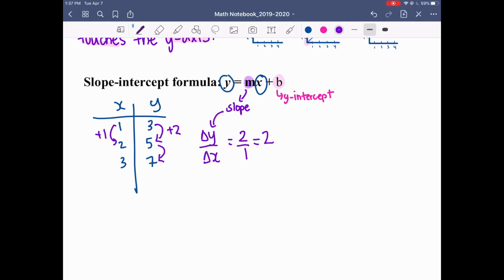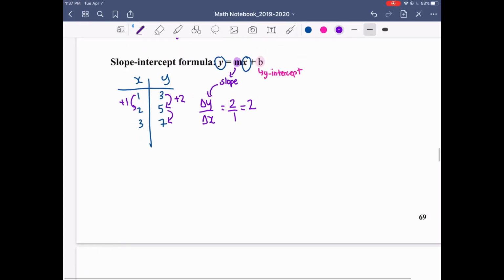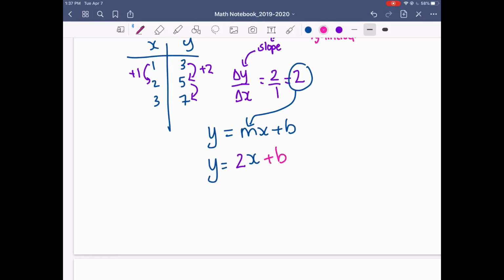Now, if I had to find the y-intercept, I could plot it, but if I don't want to plot it on a graph, there's another way you can find the y-intercept using a table of values. The other way is to say, okay, I have this formula that says y is equal to mx plus b. And I just found my m, right? M is the slope. So I can plug it in. y is equal to 2x plus b. And I still don't know what b is.